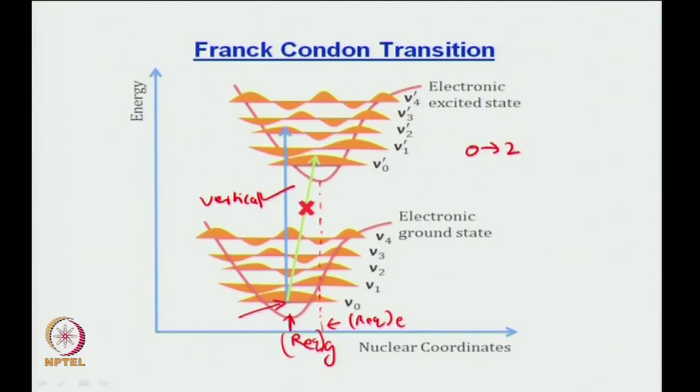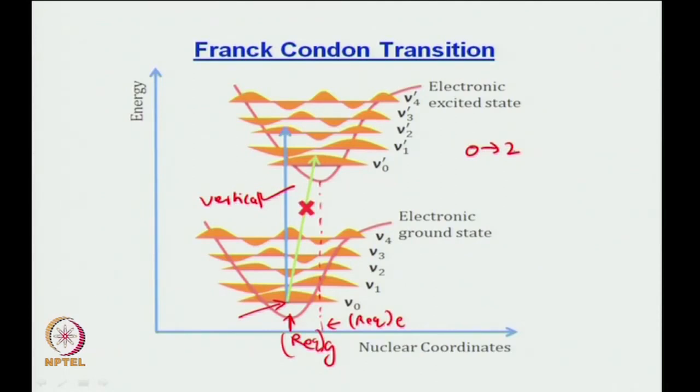Now, keep this in mind, we are talking about the vibrational overlap. This is what your Franck Condon overlap is, because the overlap is essentially psi V prime, psi V double prime, that is what you are looking at. So, 0 to 2 would be giving you the maximum intensity in your transition. Now, tell me, would this be the only transition that is happening?